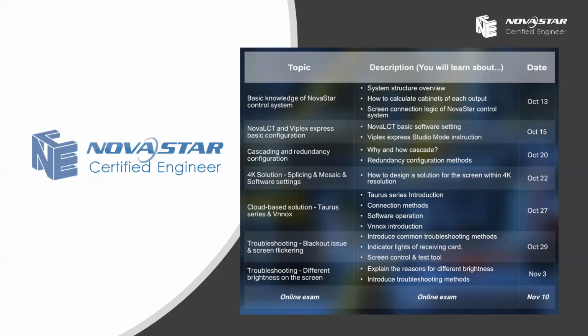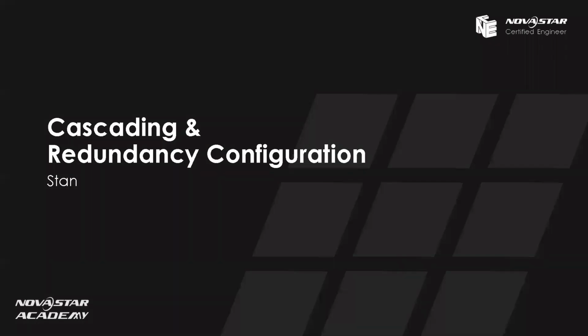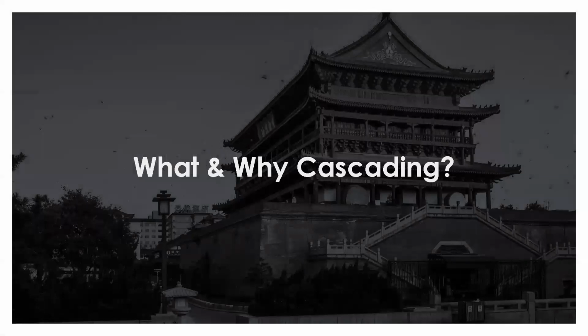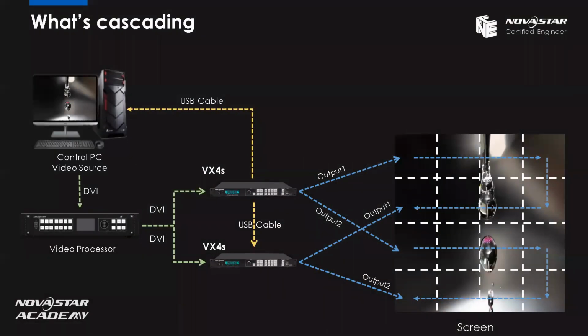Okay, let's jump into today's topic, which has 2 parts. The first one is the cascading, and the second one is the redundancy configuration. So before entering into today's training, we have to know what cascading is and why we sometimes have to do cascading. Let's see this structure. So this is a basic structure of the LED system. Let's see them one by one.